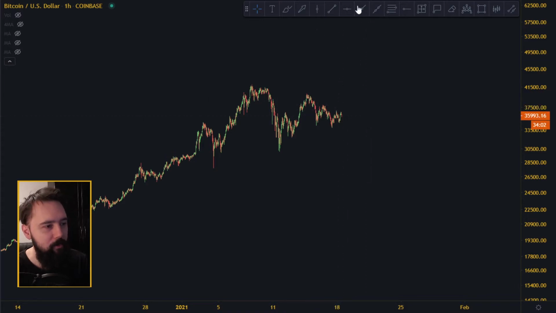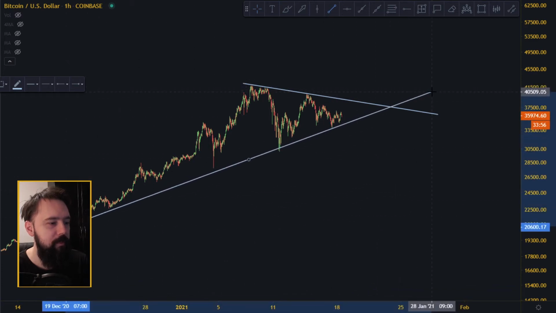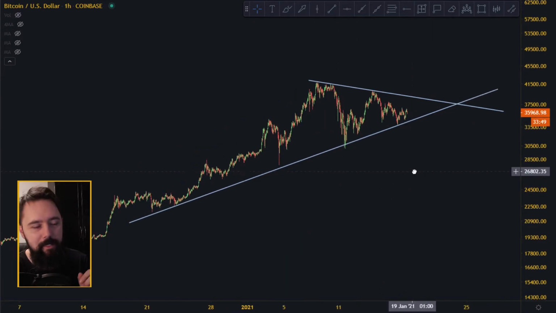And the point is, we are in the triangle, right? Everybody knows the triangle. Everybody's seen the triangle all over the place. Depends on how you draw the triangle, how precise you are with your TA, but it's something like this, right?